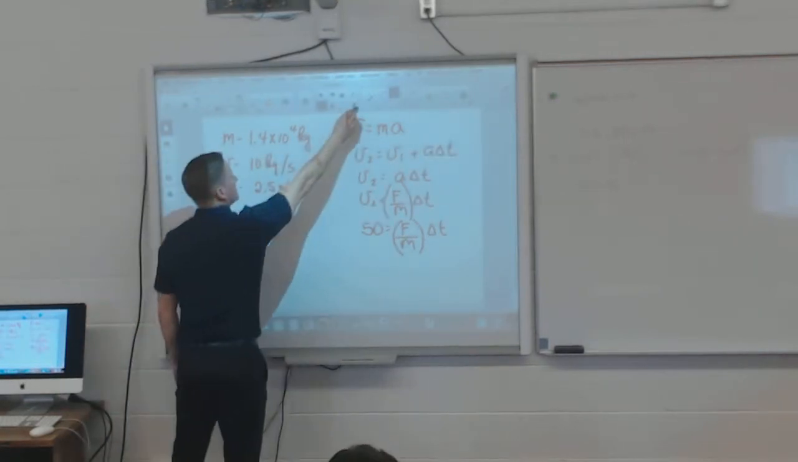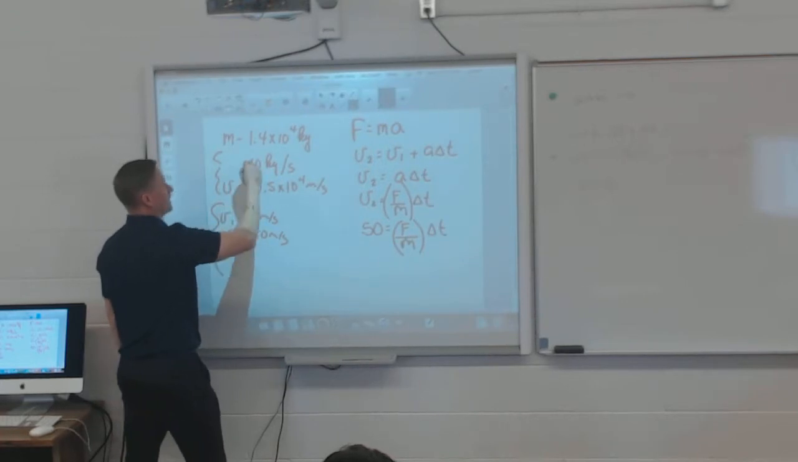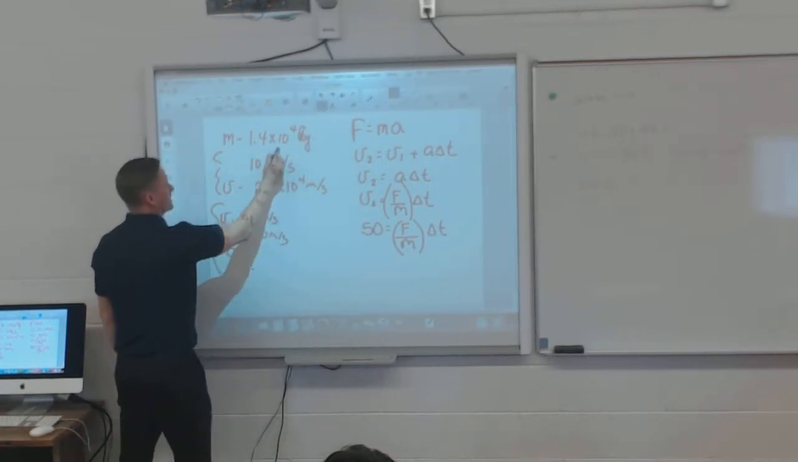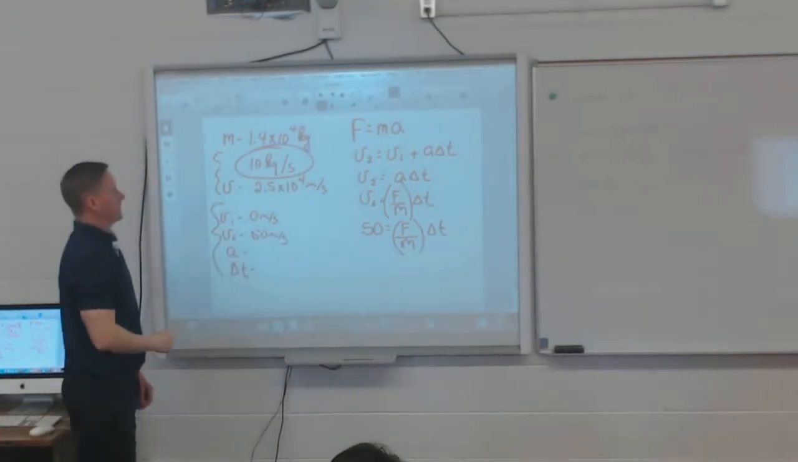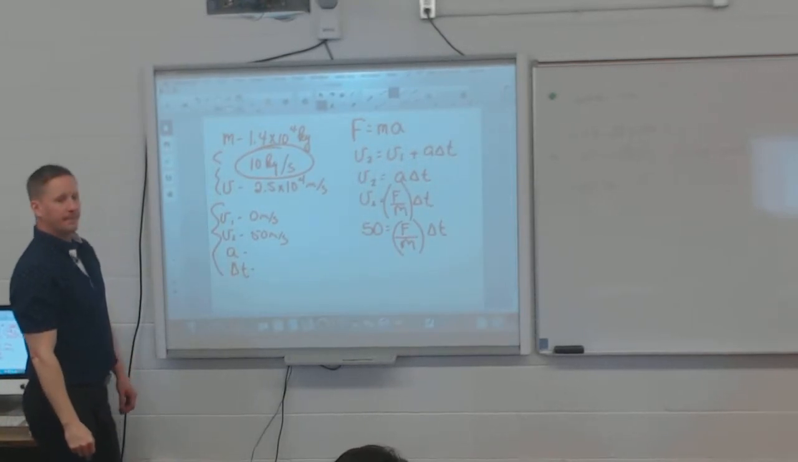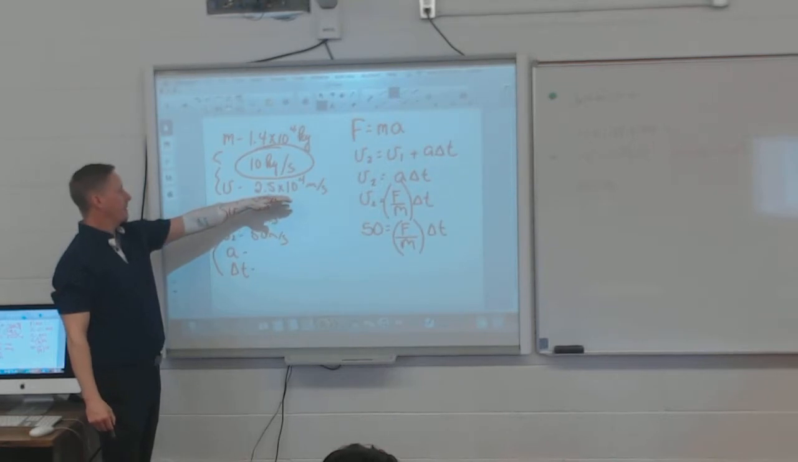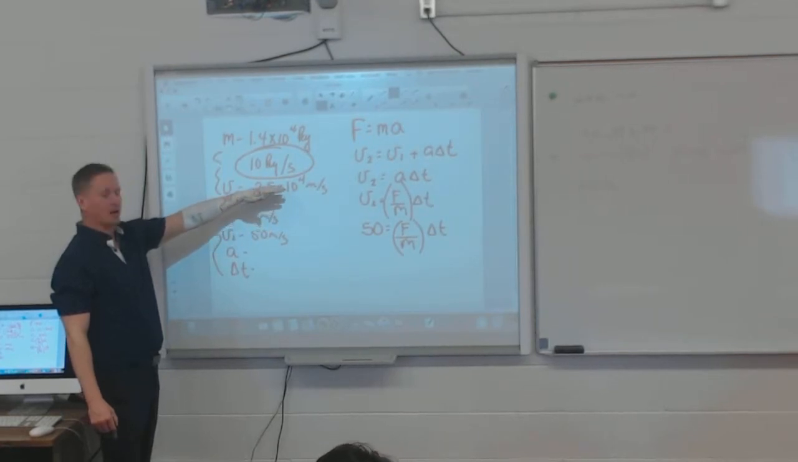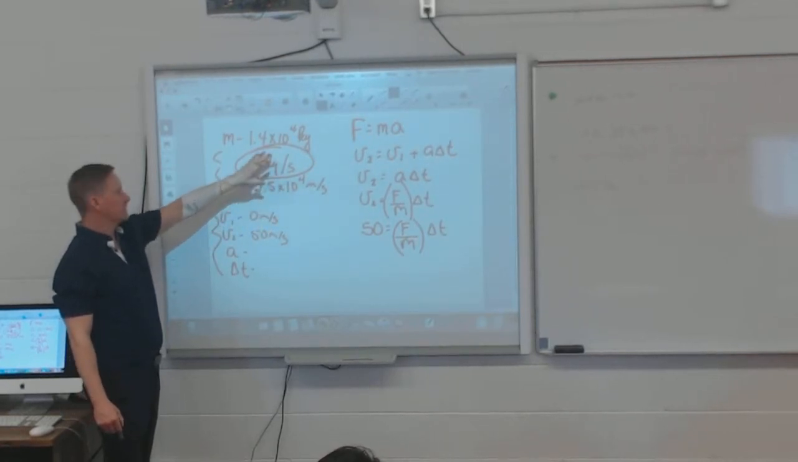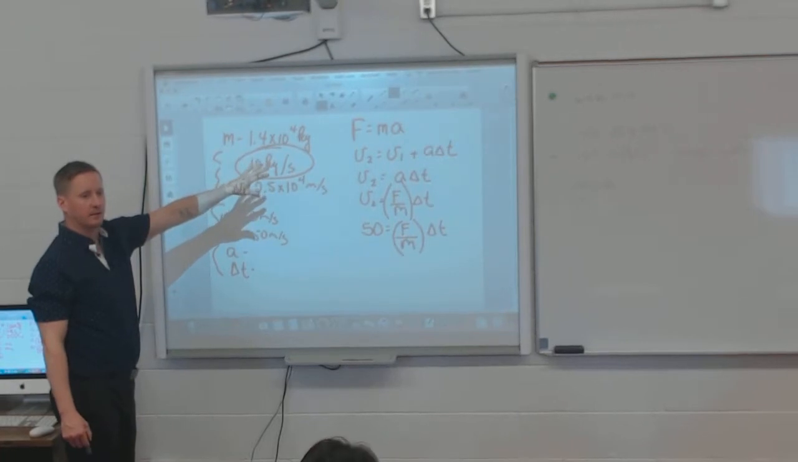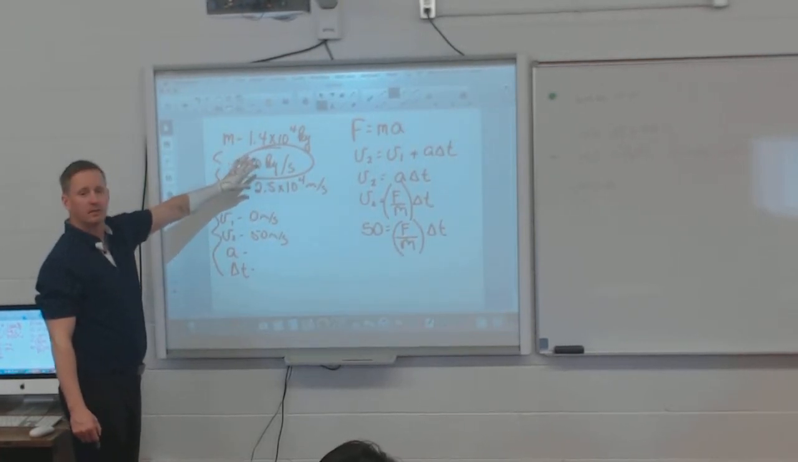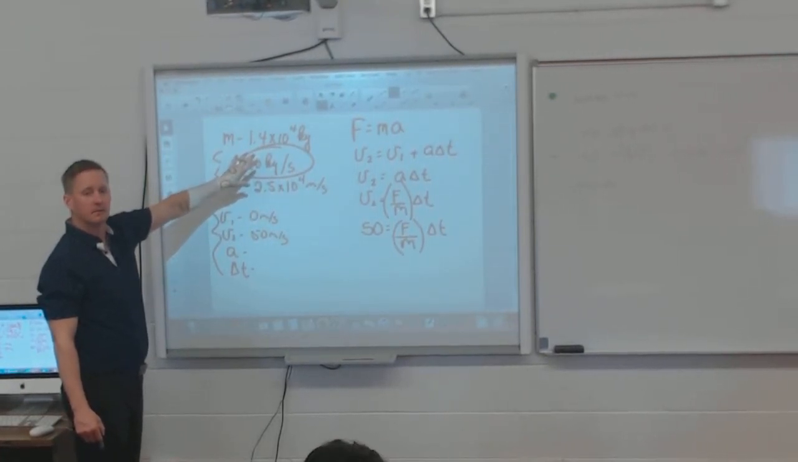And again, I use this, I don't like the way I wrote that, but I've got this 10 kilograms per second. All right? And I have a velocity of 2.5 times 10 to the 4th meters per second. So that's my exhaust, right? So it expels at 10 kilograms per second. So what did I do right here? You multiply that by the 2.5 times 10.